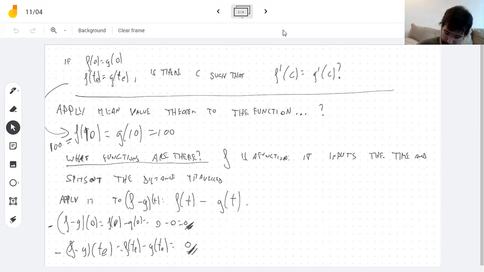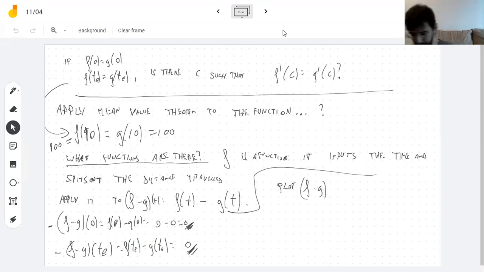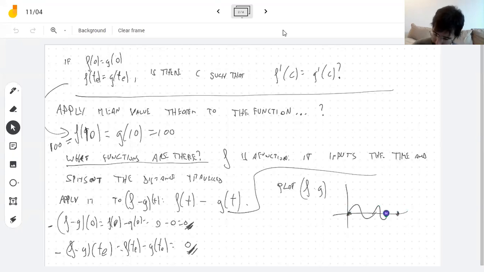So if you try to plot f minus g, or if I actually do it, I don't know what it's going to do, but it's going to start and end at zero. So the question is, what happens to the derivative of f minus g?